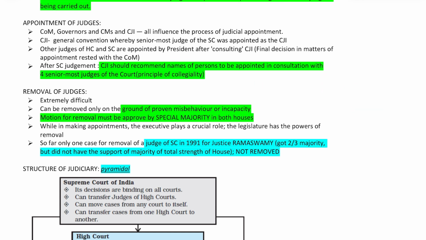So far, only one case for removal of a judge of the Supreme Court was there, in 1991, for Justice Ramaswamy. We got a two-thirds majority, but did not have the support of the majority of the total strength of the House. Hence, he was not removed.